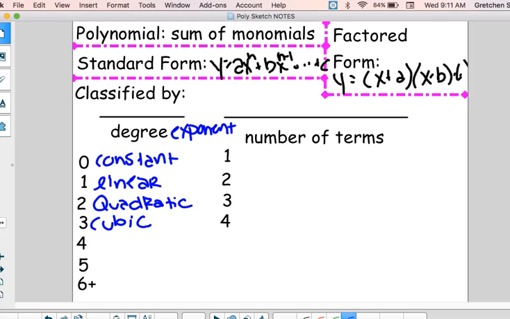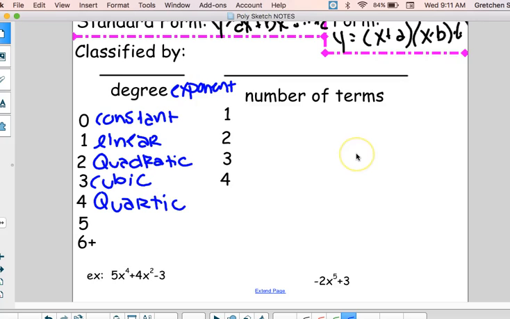4 is quartic. So quartic, because how many quarts are in a gallon? 4. 5, what do you call a set of 5 babies? Quint, so this is quintic. So it's all these prefixes that you already know. If it's 6 or more, it doesn't have a name. You just say it's degree whatever. So if the degree is 7, you would just say degree 7. Doesn't have a name.